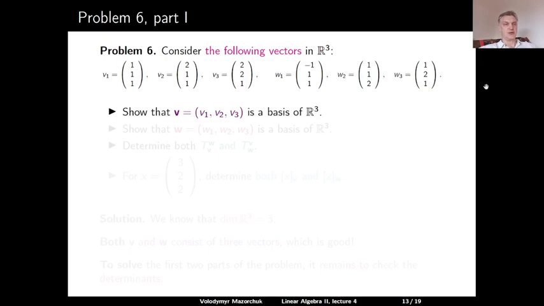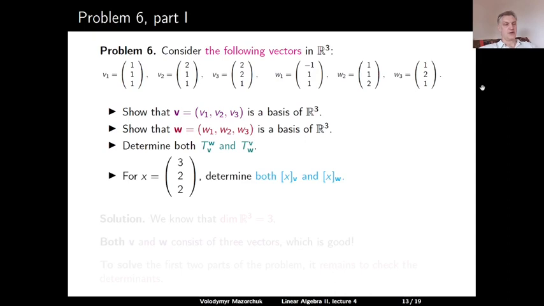Part 1. Show that the collection V of the vectors v1, v2, and v3 is a basis of R3. Part 2. Show that the collection W of W1, W2, and W3 is a basis of R3. Part 3. Determine both transformation matrices from V to W and from W to V. And part 4. For the vector x, which is equal to 3, 2, 2 in R3, determine the coordinates of this vector with respect to both V and W.